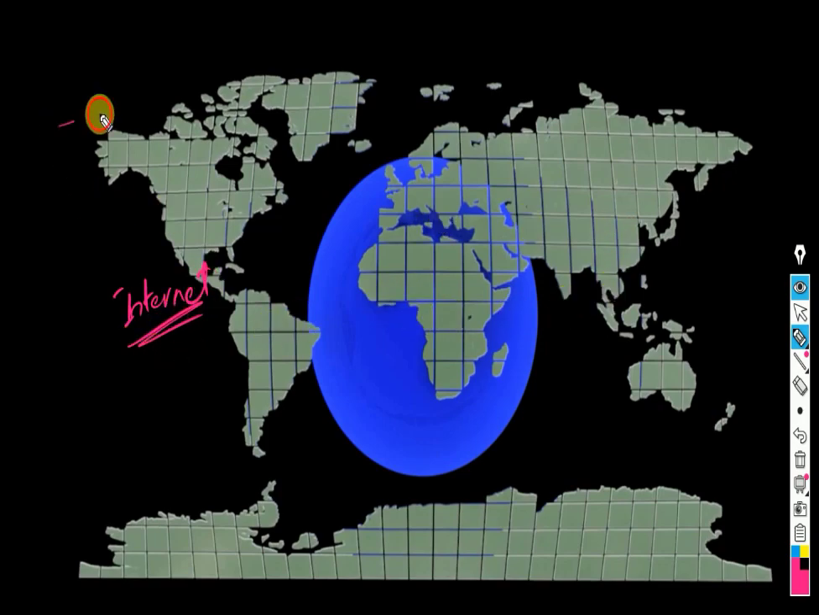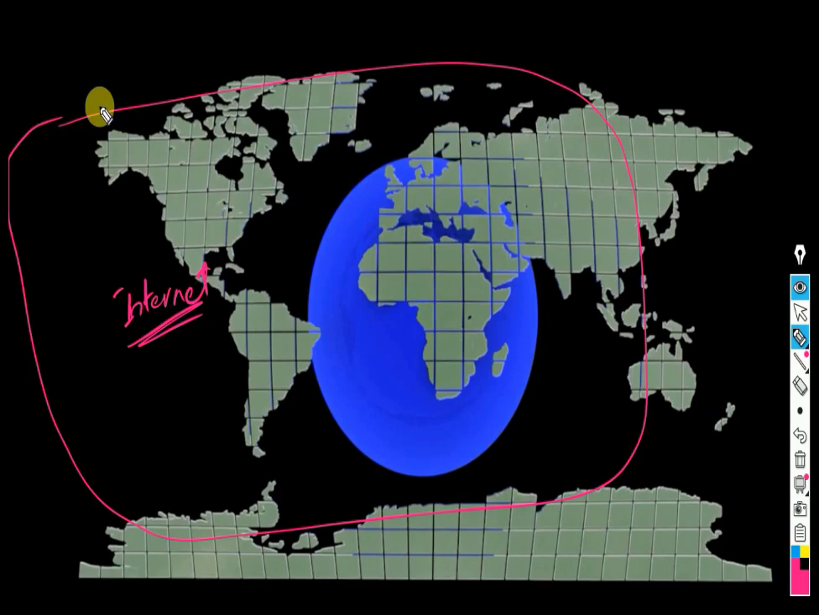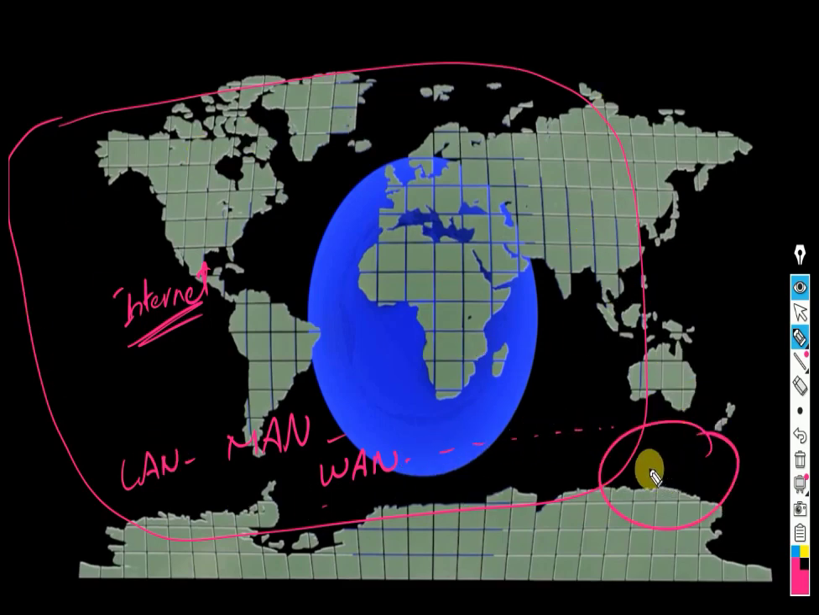I will say this is a wide area network, a wide WAN. Why? Because there are so many local area networks, so many metropolitan area networks, and so many wide area networks across the world connected to each other. Let's say, for example, there is a guy in Pakistan who wants to send some data to a guy who is in Canada.